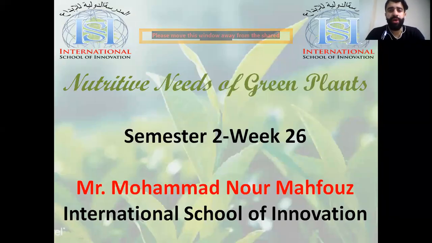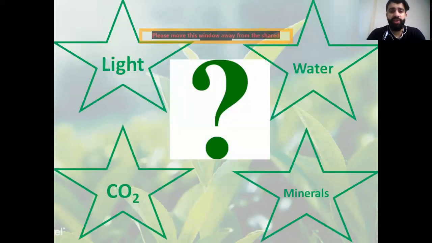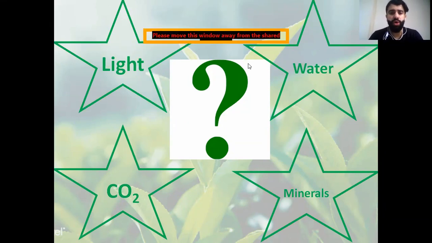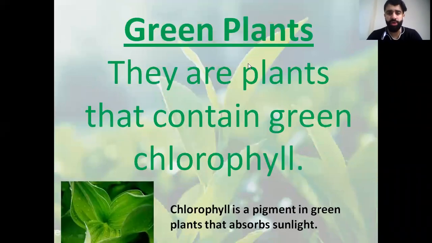In this session, we're going to review our lesson about the nutritive needs of the green plants in week 26 of semester 2. First, we talked about four important elements for the growth of green plants: water, sunlight, CO2, and minerals. During this session, we're going to talk about two of these elements. Next week, we're going to continue with the second two. In this session, we're going to talk about water and minerals. Pay attention in order to start.